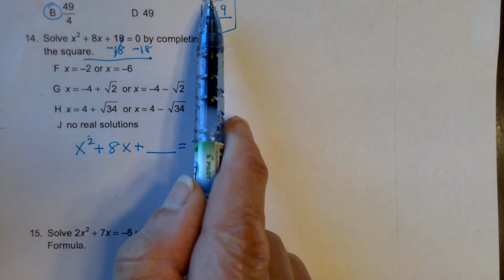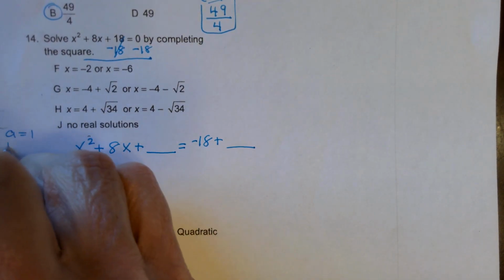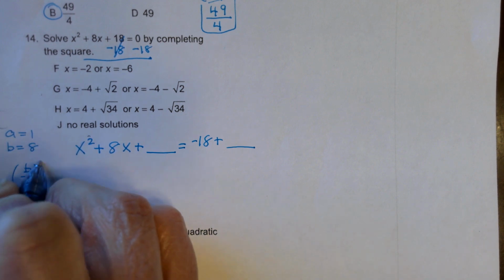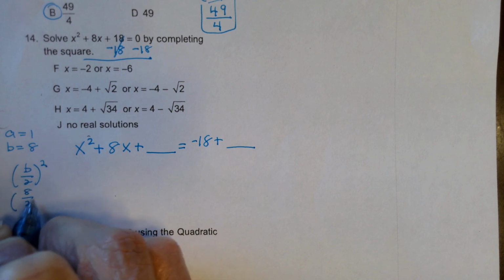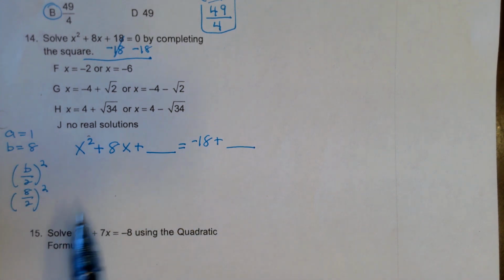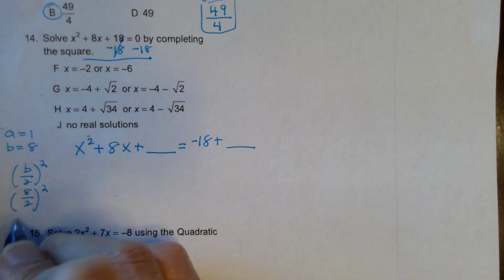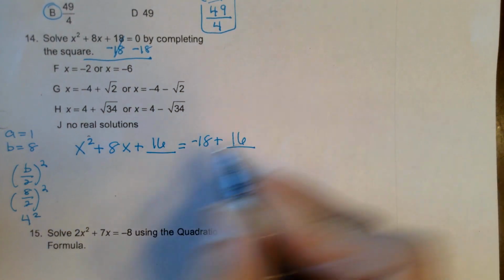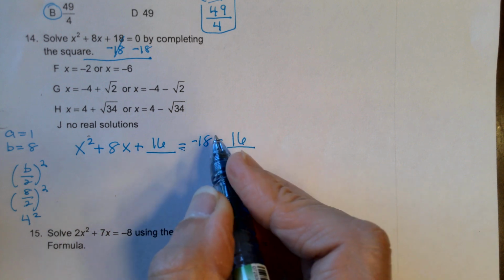Now, we follow that technique we just did up here. So we have a is 1 and b is 8. So we want to do b over 2 squared. So the b is 8. Divided by 2 and square it. This does come out nicer because 8 divided by 2 comes out even to a 4, and 4 to the second power is 16. So we're going to put that 16, and again we have to do it on both sides because we have an equal sign here. Can't do it to one that you don't do it to the other.